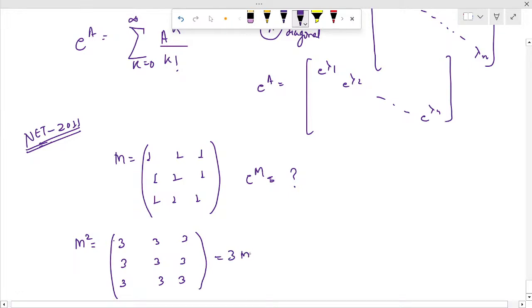If you try to write what is m cube, you will find that m cube is nothing but 3 m square, and if I take m both sides, this is 3m square, and what is m square? It is 3m, so it is 9m, or you can say 3 square.